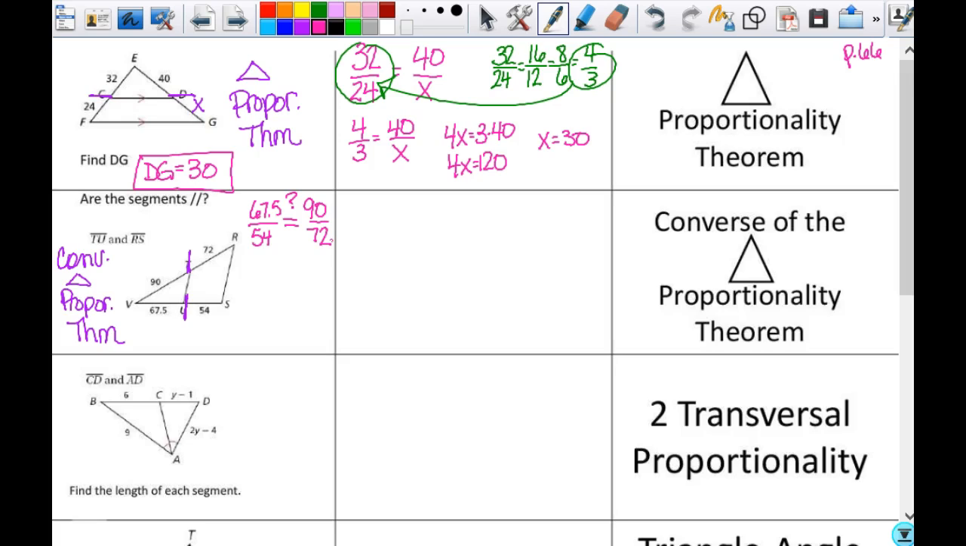So let's start with the 90 over 72. So I'm just going to rewrite 90 over 72. Okay, and then I'm going to reduce that. They're both divisible by 9. Everybody okay with that? So we can do 10 over 8, and then what does that reduce to? 5 over 4. Okay? Everybody okay with that? So this 5/4 right here can be replaced with that one. So now I have 67.5 over 54 equals 5 over 4. But that's still a question mark because that's what I'm trying to figure out.